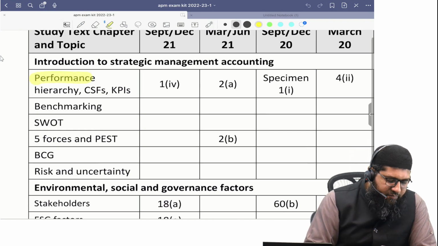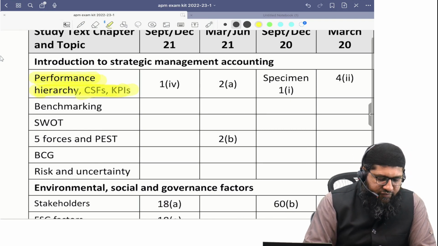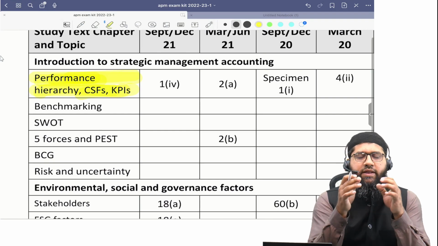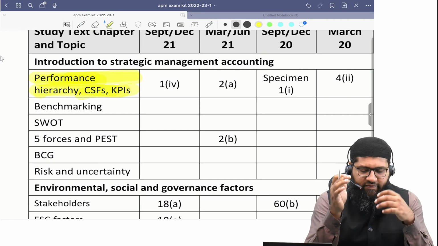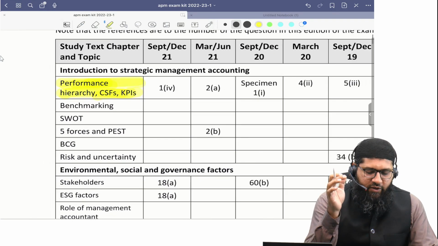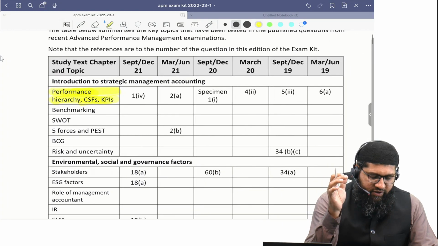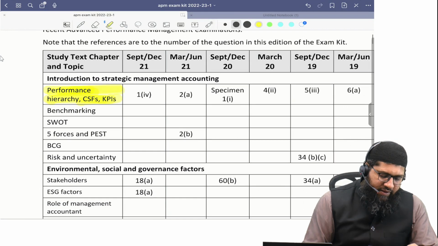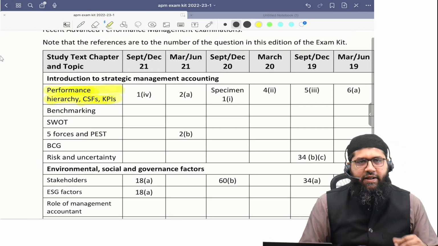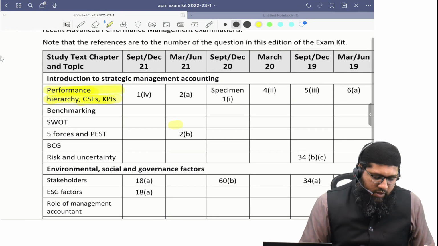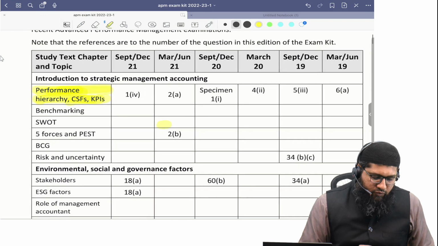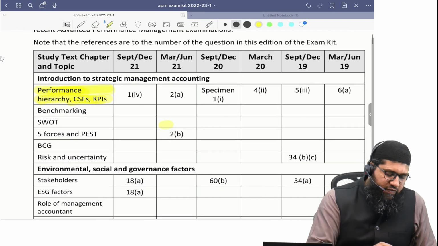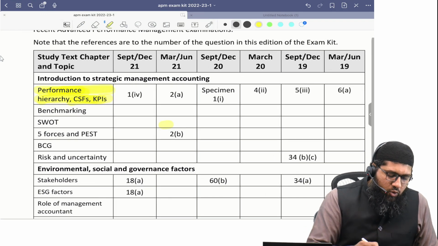For example, this performance hierarchy, CSFs, KPIs is one of the areas that is a regular feature of the examination, and you would see this question in almost every examination. You could see that other areas like benchmarking have not been tested for some time. SWOT, PESTEL, five forces, BCG, risk and uncertainty are generally the occasional topics.